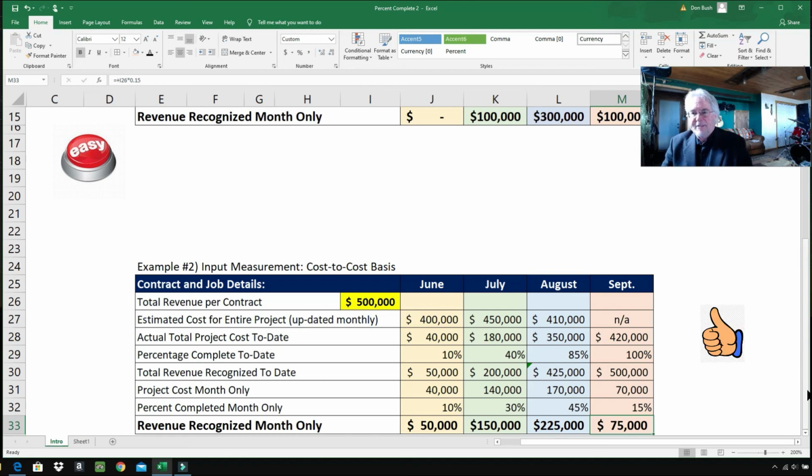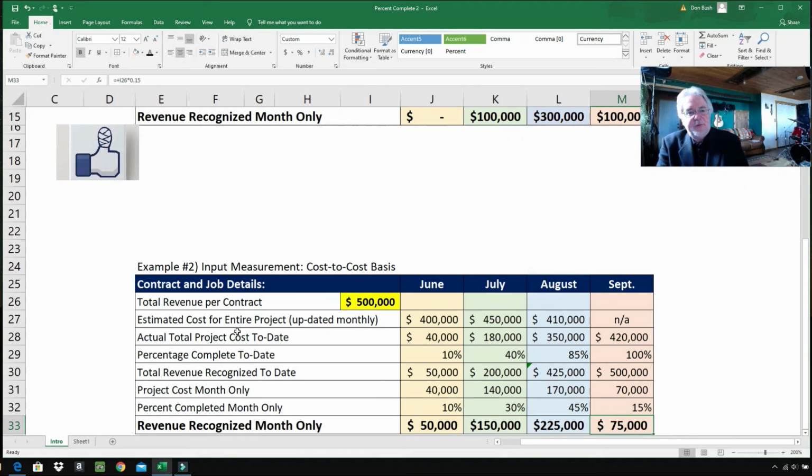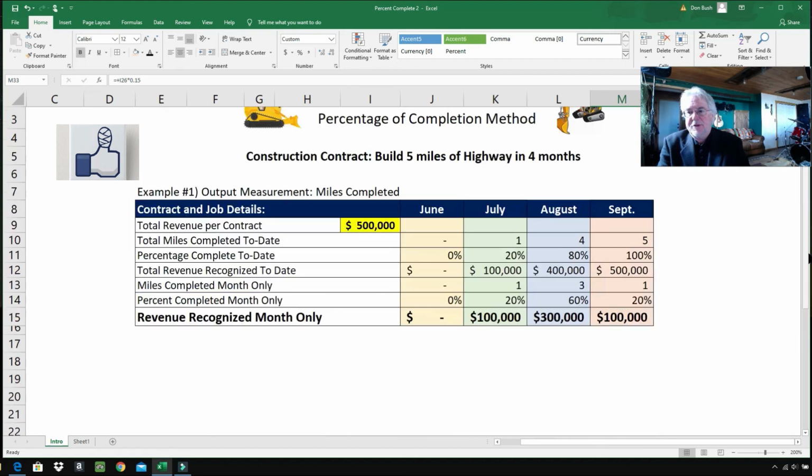So ladies and gentlemen, here you learned two ways to do this. You learned the cost to cost basis, which is very, very common. You have to estimate, well, how much is it going to cost for the entire project and how much have we spent to date. And the other method was an output measure, like miles completed. Maybe it would be the number of houses built.